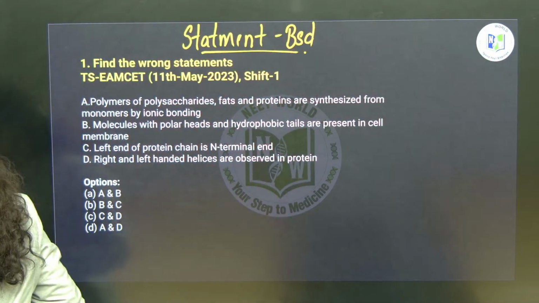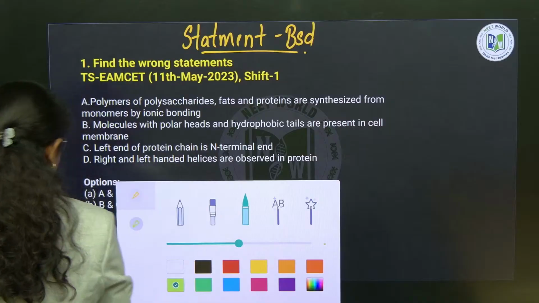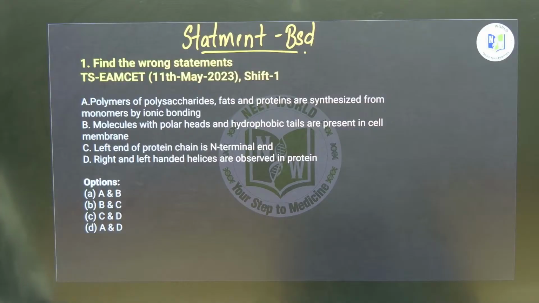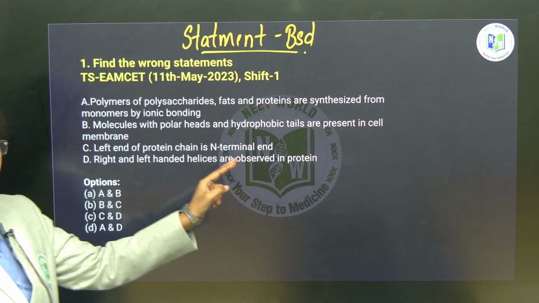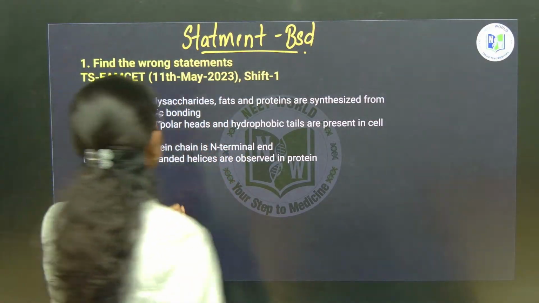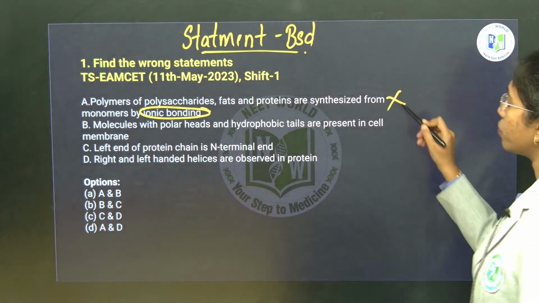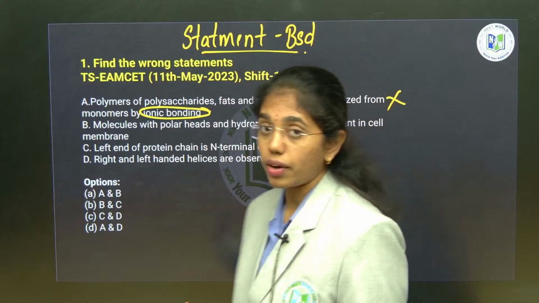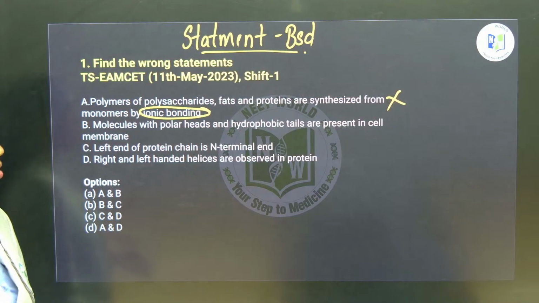Look at the question carefully. Find the wrong statements here. First, polymers of polysaccharides, fats and proteins are synthesized from monomers by ionic bonds. Wrong. Not all are from ionic bonds. It is from covalent bonds as well. And ion-ion interactions, covalent bonds, van der Waals interactions, hydrogen interactions. There are many bonds that are involved, like glycosidic bonds. It is not always ionic bonding.